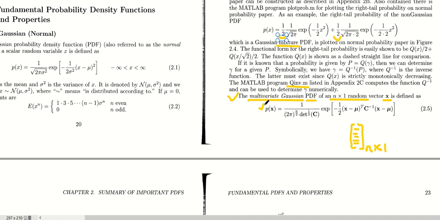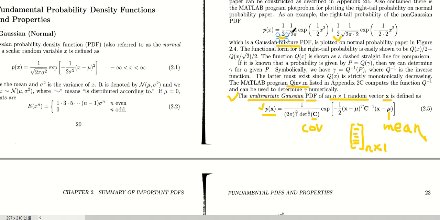Its PDF is defined as 1 divided by (2 pi) to the n by 2, determinant of C to the 1 by 2, where C, which we will explain later, is a covariance matrix. And this mu is a mean vector. So you have p of x equal to 1 divided by this. And you can think of it as a Gaussian to the degree n, right?